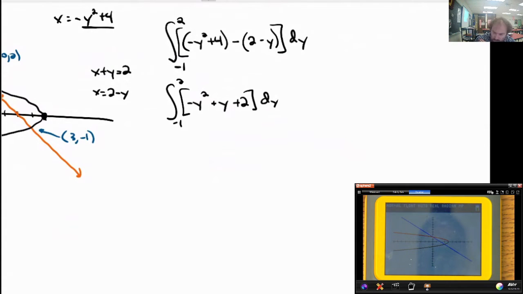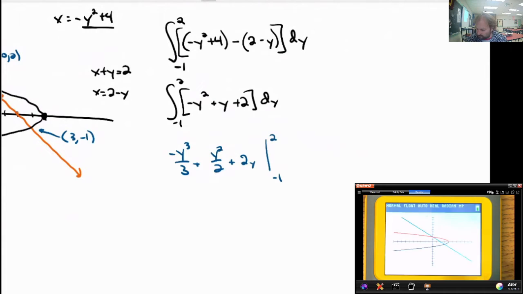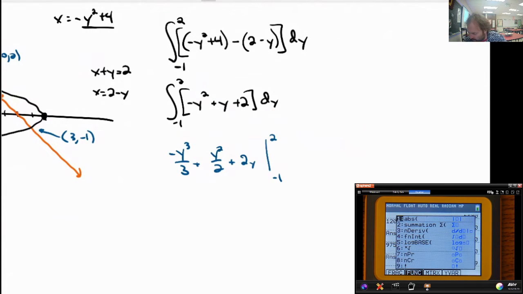And now you can just use the reverse power rule. This is negative y to the third over 3 plus y squared over 2 plus 2y, evaluated from 2 to negative 1. None of this is too terrible, but I also just want to get it done. So I'm going to go to the calculator and look at the integral from negative 1 to 2.